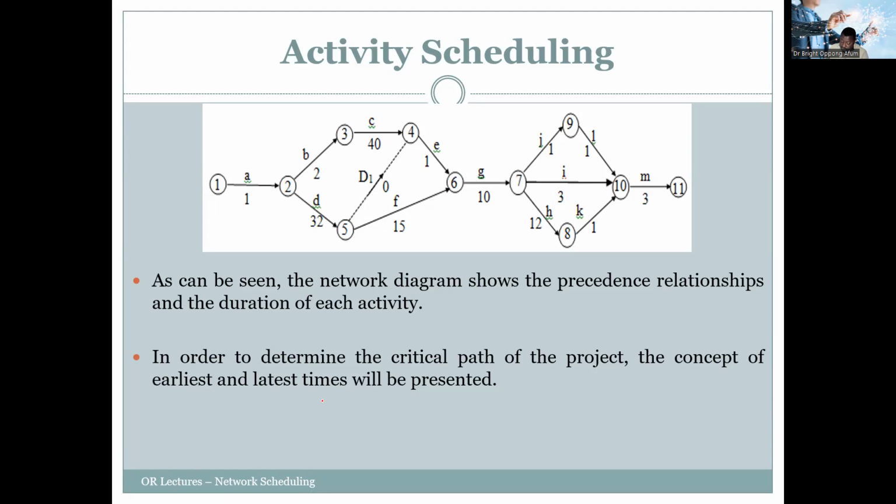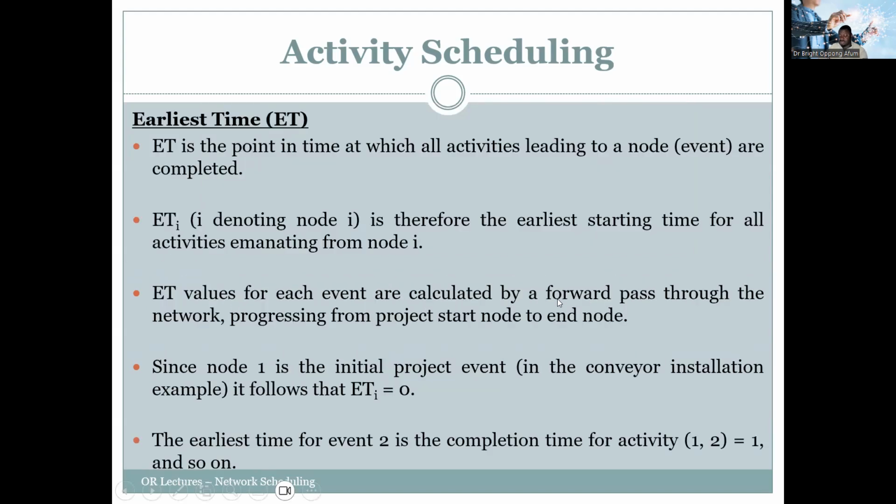In order to determine the critical path of the project, the concept of earliest time and latest time will be presented. So we'll be looking at earliest time first. What do we mean by earliest time, ET? Earliest time is the point in time at which all activities leading to a particular node or event are completed. So earliest time ETi, where i denotes the node number, is the earliest starting time for all the activities emanating from node i.